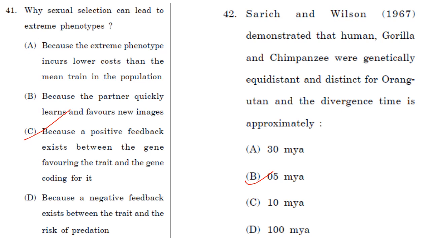Sarich and Wilson demonstrated that human, gorilla and chimpanzee were genetically equidistant and distinct from orangutan, and the divergence time is approximately blank MYA, MYA is million years ago. So answer here is 5 million years ago. Answer is option B.